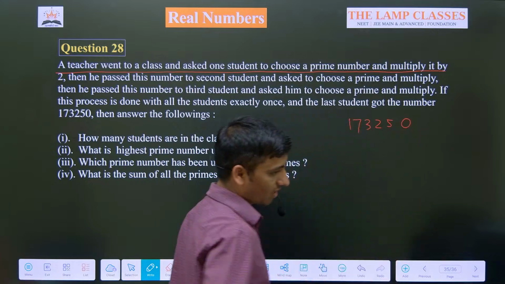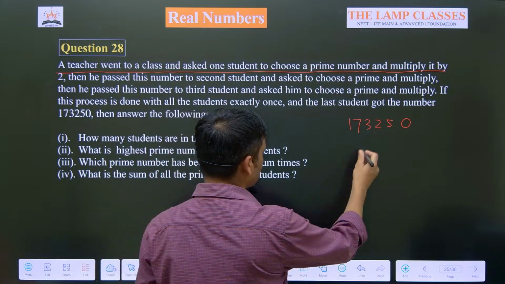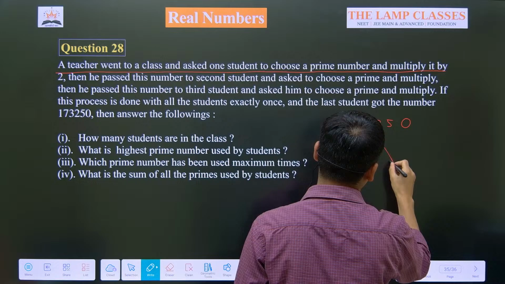173250. It's a big number, you can understand. So let's do the prime factorization. First prime factor is 2, right? So divide that by 2 and see what other number we are getting. Please do that.